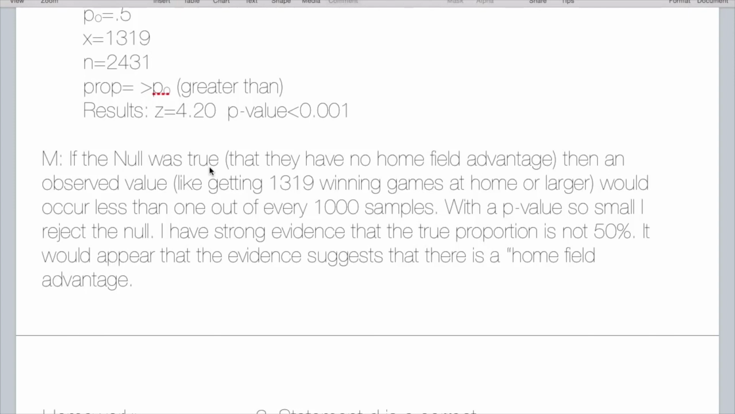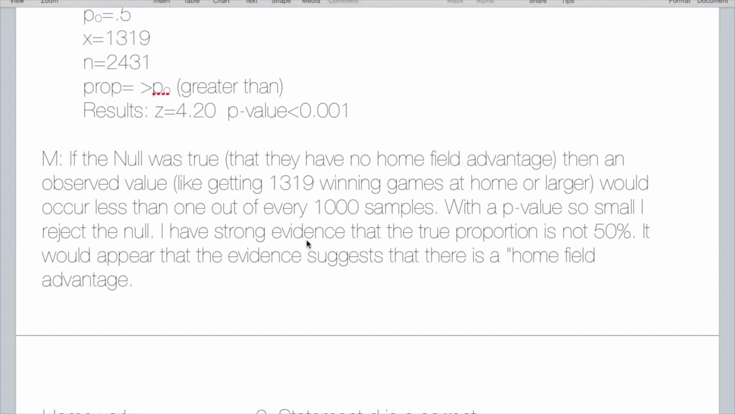So if you think about what did I assume to be true? Because you know what happens when you assume, not good things. And so if what I assume to be true is really true, then I would see this only 1 out of every 1,000 samples. And I think I did a pretty good job creating the sample, doing the test, so I don't think there's anything wrong with my process. So there must be something wrong with my initial conditions, my original assumption. So with a p-value so small, we reject the null.